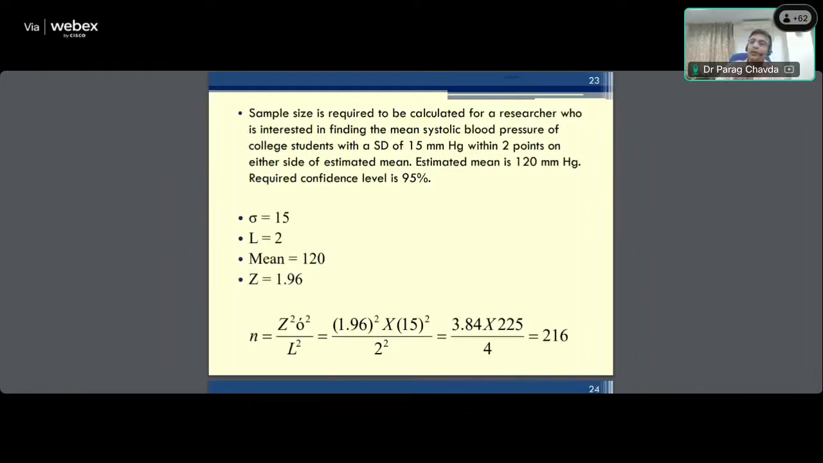So we'll take just one example. This is a very simple example. Sample size is required to be calculated for a researcher who is interested in finding out mean systolic blood pressure of college students with a standard deviation of 15 millimeters of mercury and 2 points on either side of the estimated mean.